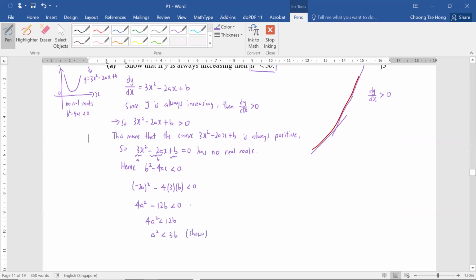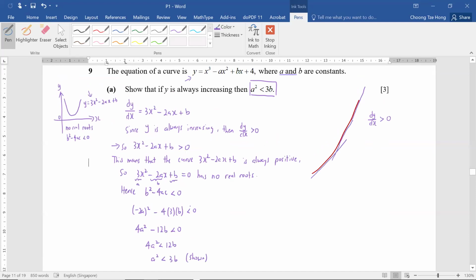Okay, so this is by no means an easy question. In fact, I would think that it's a rather difficult question. So basically, let's just recap. So y is always increasing, right? So it means that dy/dx is greater than 0. So we end up with this particular quadratic inequality. When we reach this point, the question becomes a new question really. Now all you need to do is to solve this quadratic inequality.